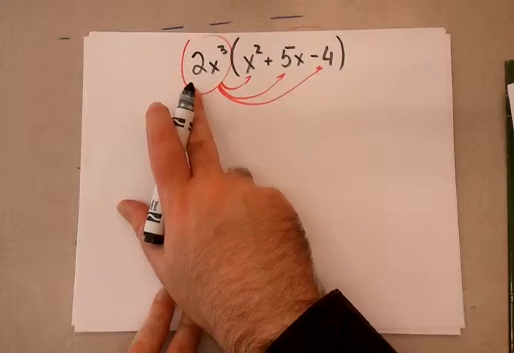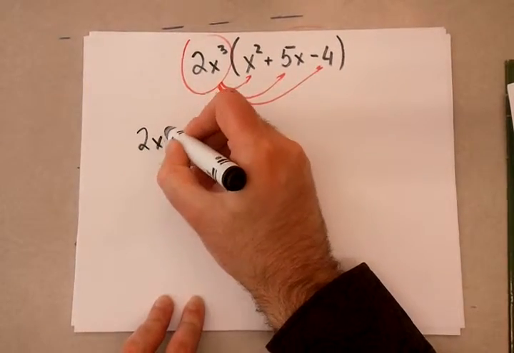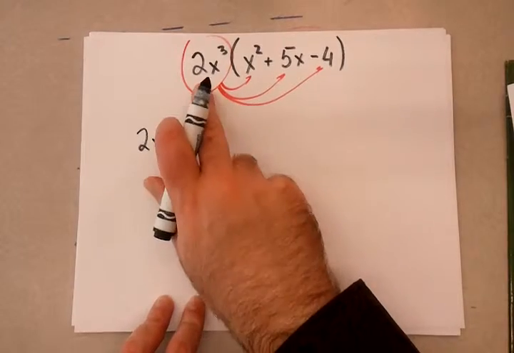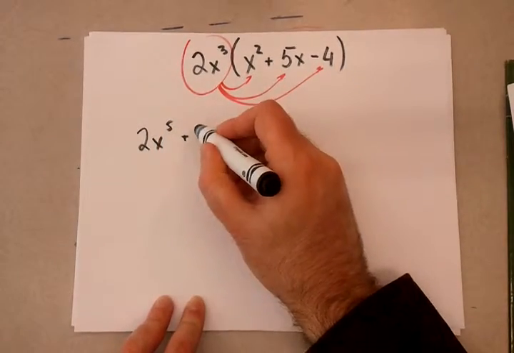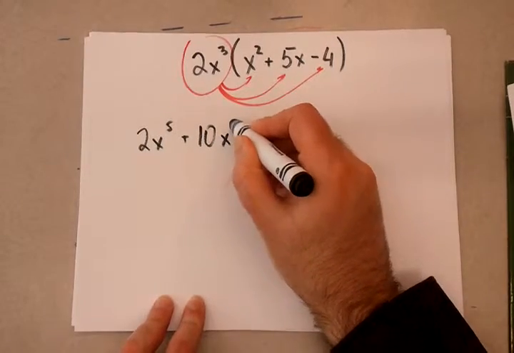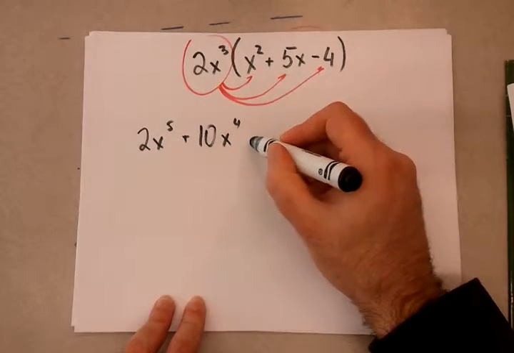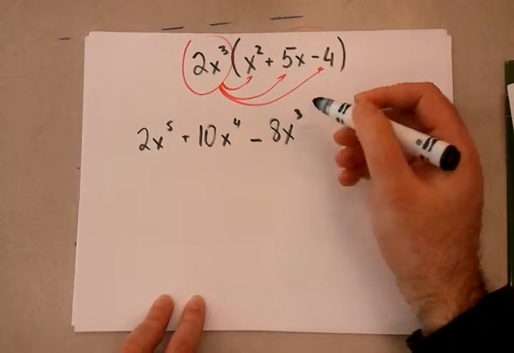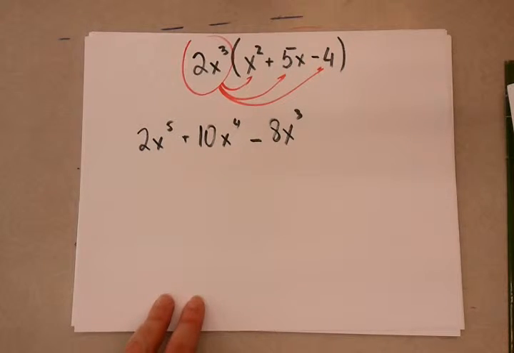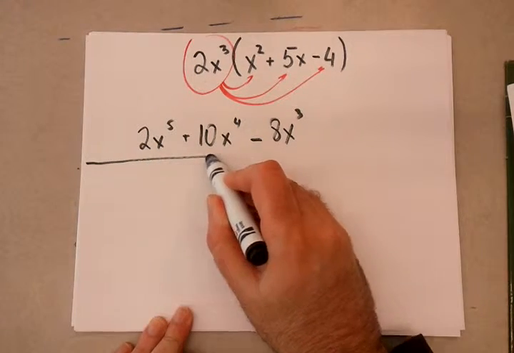So it turns into 2x to the third times x squared, which is just 2x to the fifth, plus 2x to the third times a positive 5x, which is a 10x to the fourth, and then 2x to the third times a negative 4, which is a negative 8x to the third. So that's just a very simple case here. And typically we won't deal with problems quite this simple.